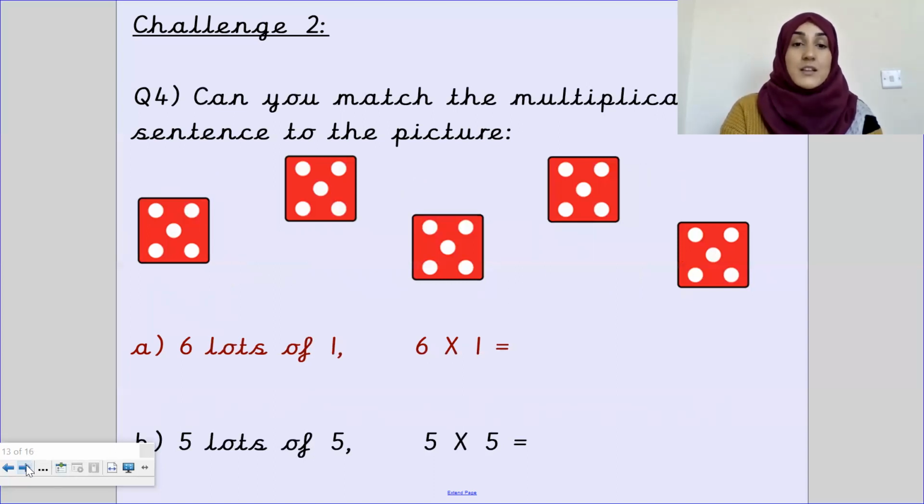Okay, so again, you're matching the multiplication sentence to the picture. So first, identify how many groups are there, how many lots are there, and then how many dots. So in this question, you're counting the dots on the dice. So how many dots are there on each dice? And then find your answer. Once you've completed that question, we'll move on to challenge number 3.